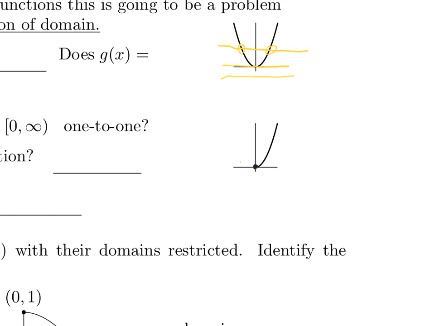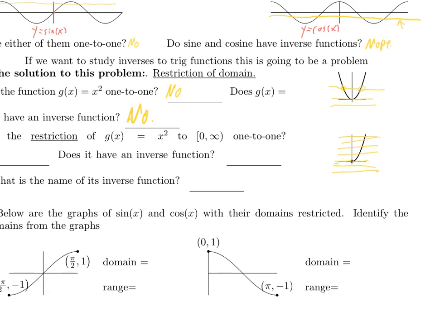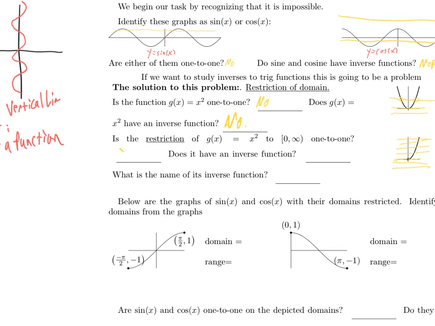Well, let's draw some horizontal lines. 0 is less than 1. 1 is okay. 1 equals 1. Yeah, all of those cross the graph of this function at most once. So is it 1 to 1? Yes. So does it have an inverse function?